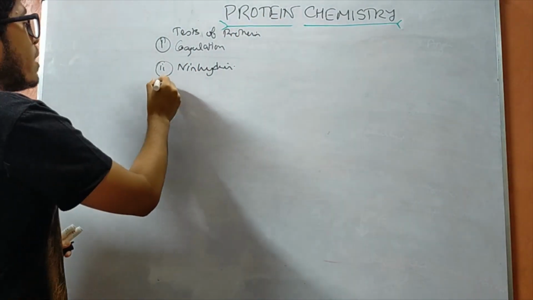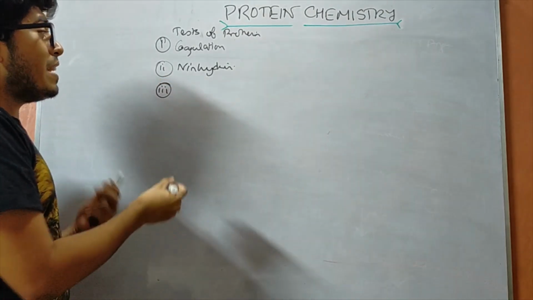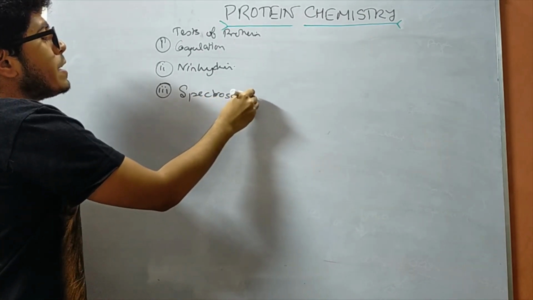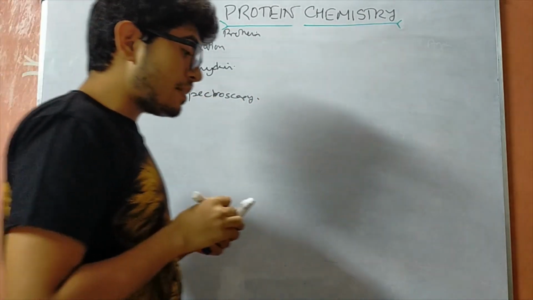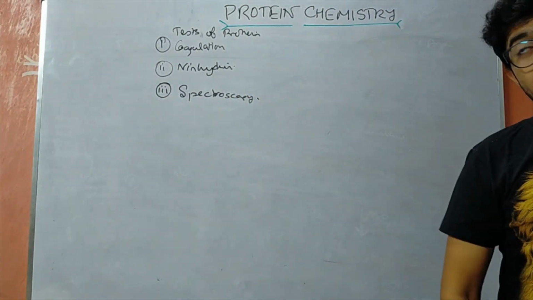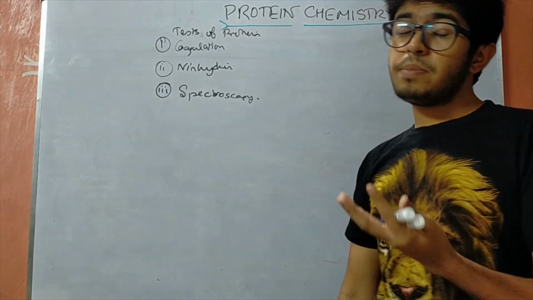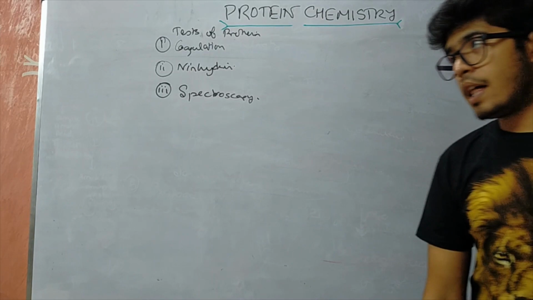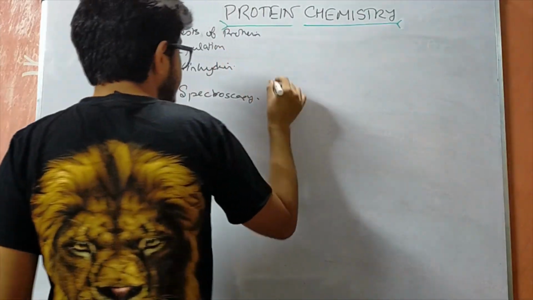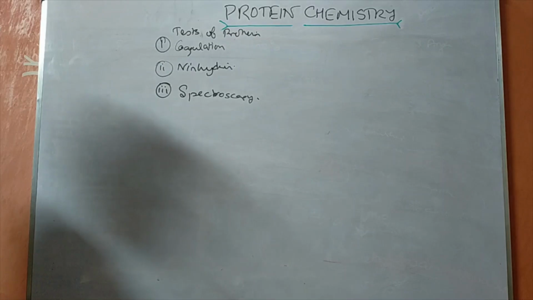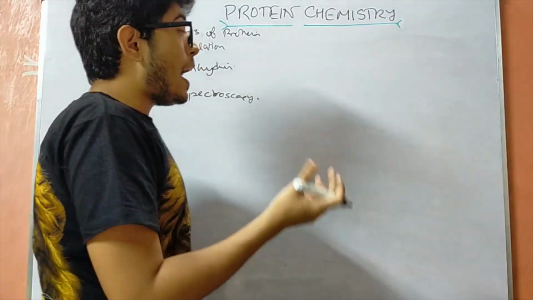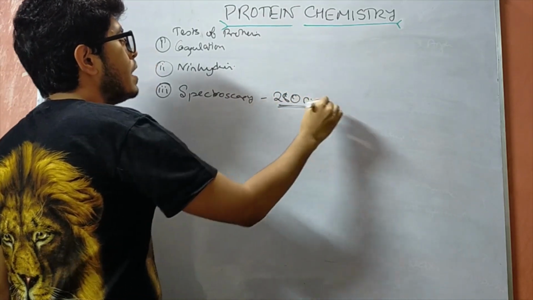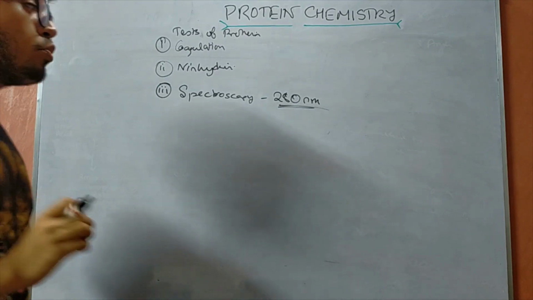And lastly, we can also detect amino acid molecules with the help of spectroscopy. The spectroscopic determination of protein molecules occurs due to the presence of aromatic amino acids like tryptophan, tyrosine and phenylalanine. They show a spectroscopic result because they absorb UV light at about 280 nanometers. So protein shows UV absorption at about 280 nanometers.